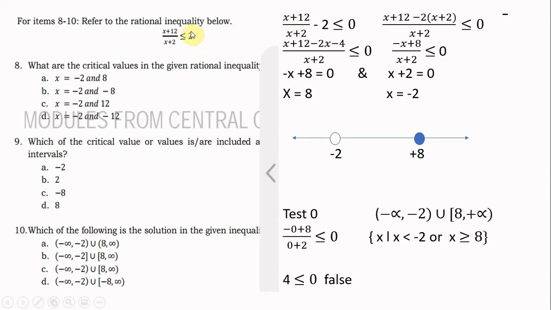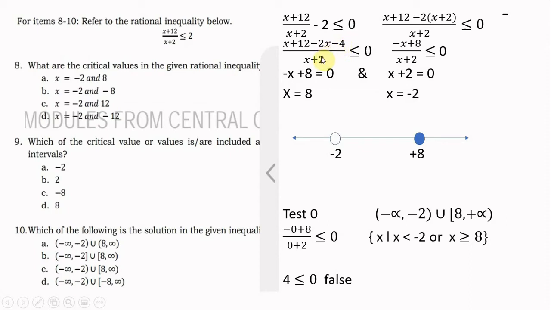Let's transpose 2 to the left side. That becomes negative 2. That's x plus 12 over x plus 2 minus 2 is less than or equal to 0. After writing in general form, now find the least common denominator. That's x plus 2. Then simplify further on the left side. So our denominator is x plus 2. x plus 2 divided by x plus 2 is 1 times x plus 12. That's x plus 12. Understood, 2 has a denominator of 1. That's x plus 2 divided by 1 is x plus 2 times negative 2. That's negative 2x minus 4.